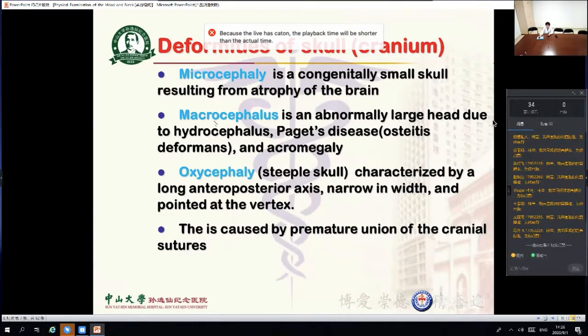And then the second thing we call macrocephalus is an abnormally large head due to hydrocephalus, such as Paget's disease and acromegaly, as I told you yesterday. And the third thing is the oxycephaly. We also call this tower skull, characterized by a long anterior-posterior axis, narrow in width and pointed at the vertex. So this is what we call tower skull.